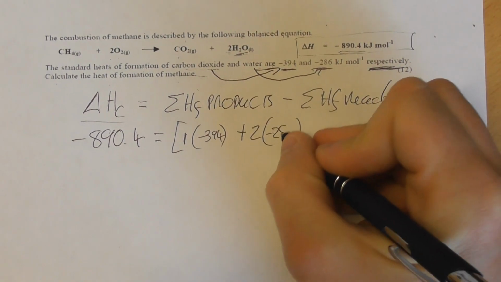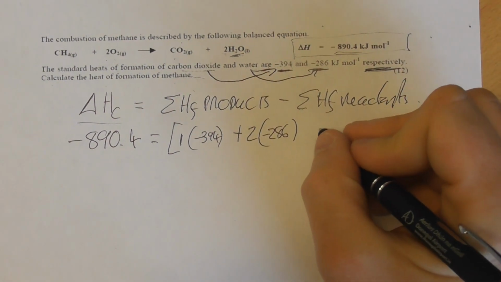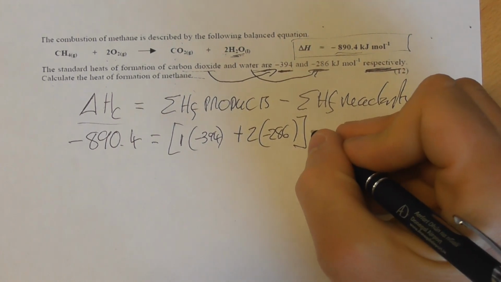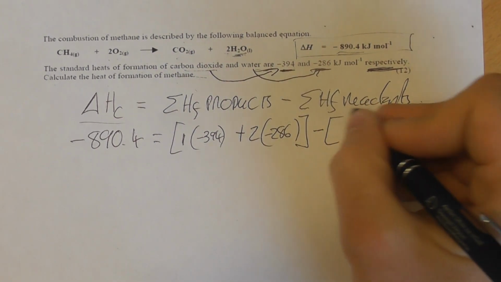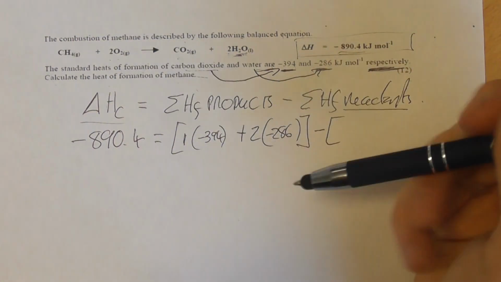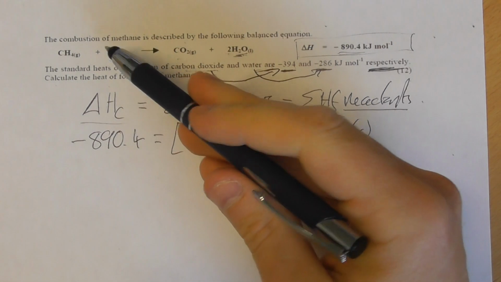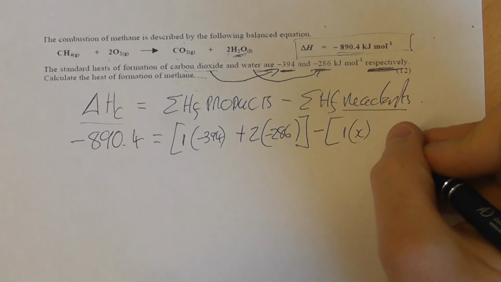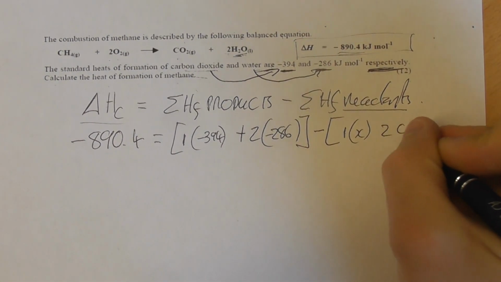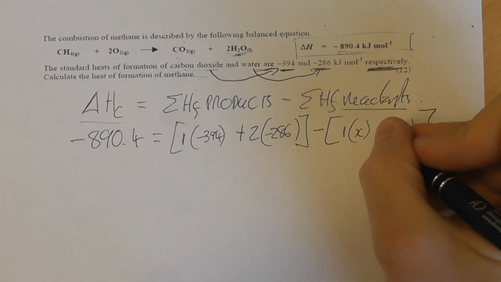So it's minus 286. And then you can close that big square bracket and subtract away from that the heat of formation of the reactants. Go over here. Well, methane is the one we don't know, but there's one of them, so 1 times X. And then oxygen, sorry, is on its own, so it's 2 times 0, and then close that bracket.